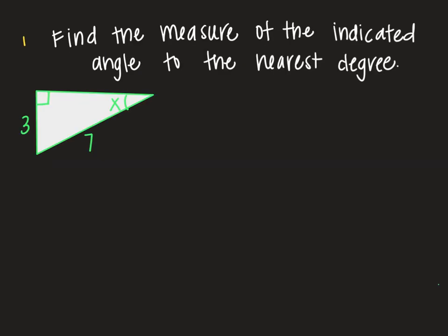Okay, so for our first problem, it says find the measure of the indicated angle to the nearest degree. Like we did with all of our other problems, the first thing we have to do is label our triangle. This is my reference angle, this angle right here, this x. So I'm going to label my triangle based on that. I really only need to label the sides given, because that will help me determine which trig function to use.